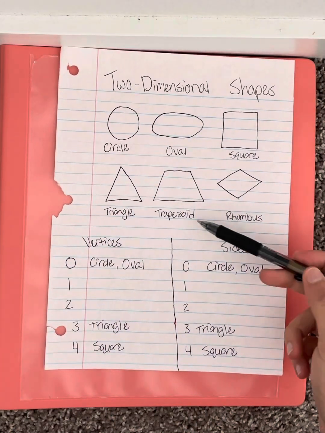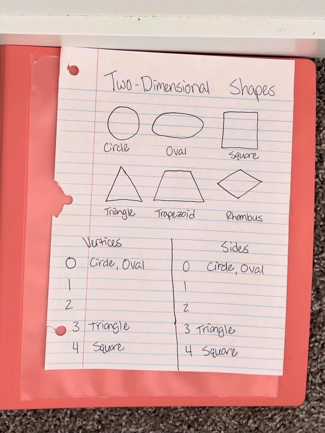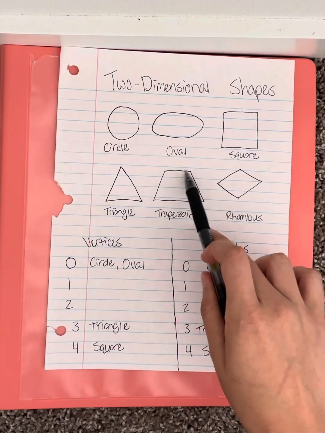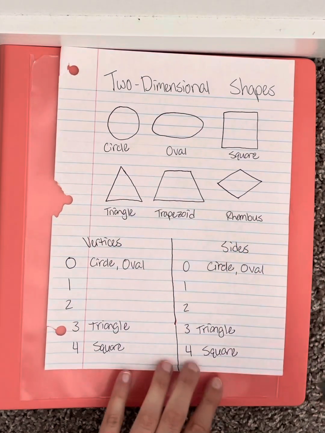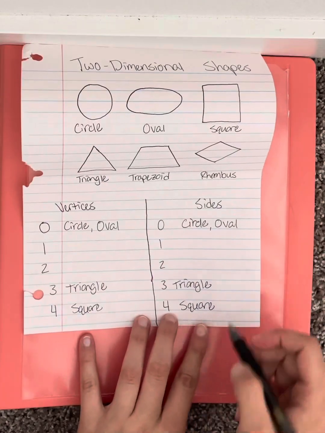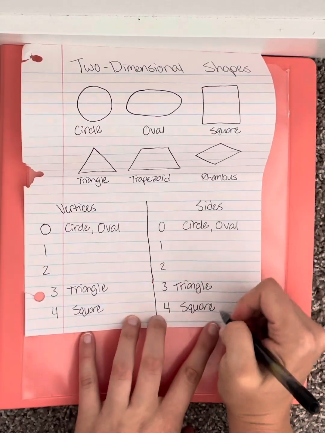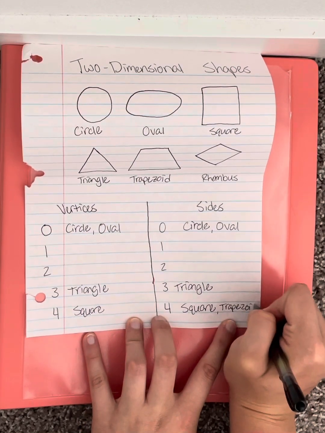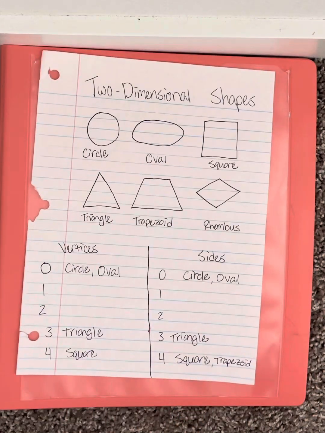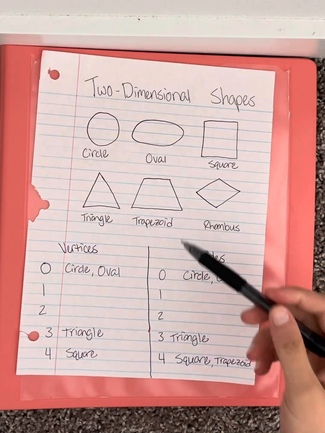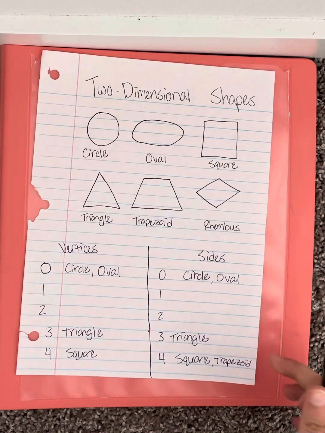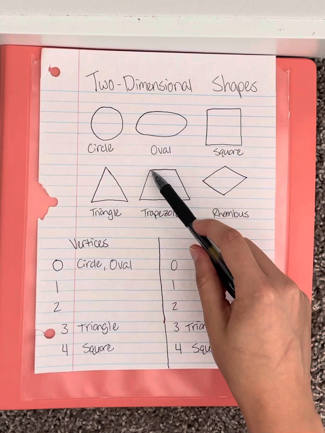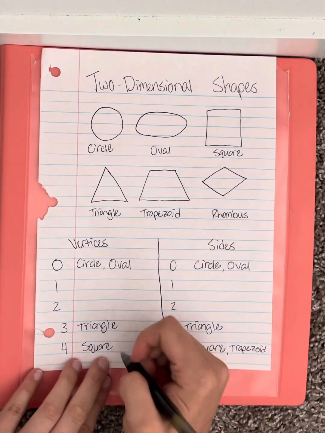Next, let's move on to trapezoid. How many sides do you count for a trapezoid? 1, 2, 3, 4. Good job. So we have square down here under 4, but we're also going to put trapezoid. Good. Again, if we know that a trapezoid has 4 sides, how many vertices do you think a trapezoid will have? 1, 2, 3, 4. Good job.